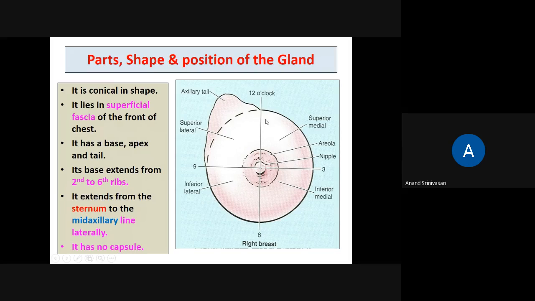Roughly, the mammary gland can be divided into four quadrants by a vertical line and a horizontal line passing through the nipple, into an upper quadrant and a lower quadrant, and into a medial quadrant and a lateral quadrant.